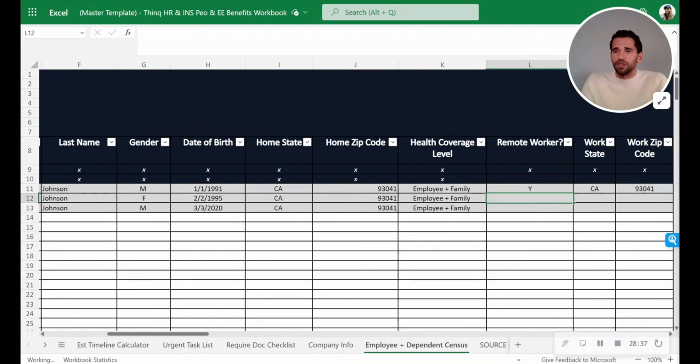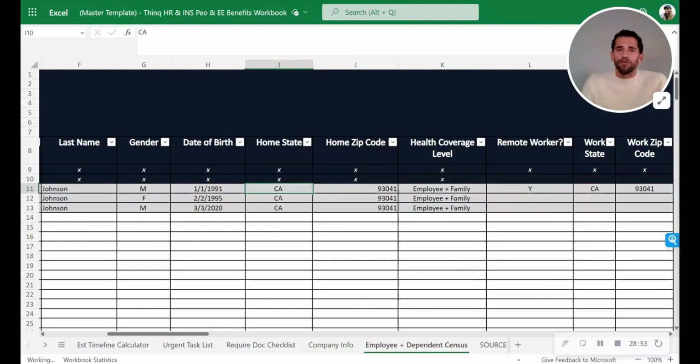The dependents, if you notice, they don't work there. They're not a remote worker or not. So that's why we basically stop right here. This is where the dependent info stops. We just need to know the health coverage level, the home zip code, the home state.